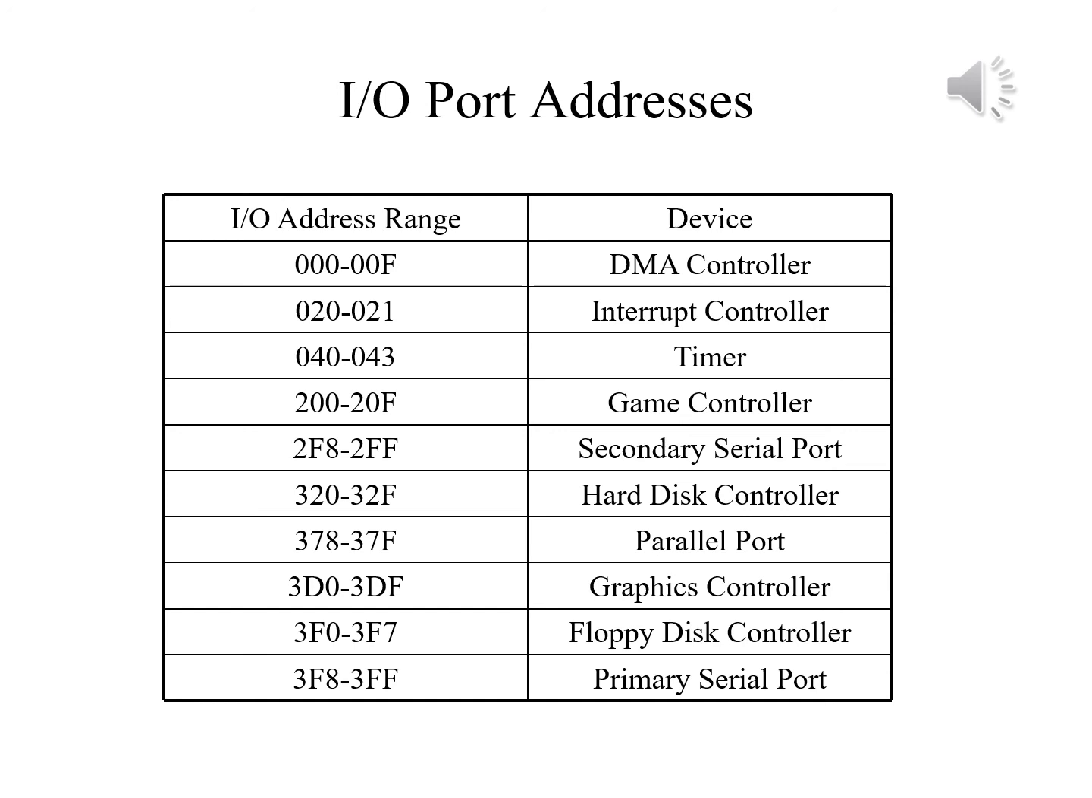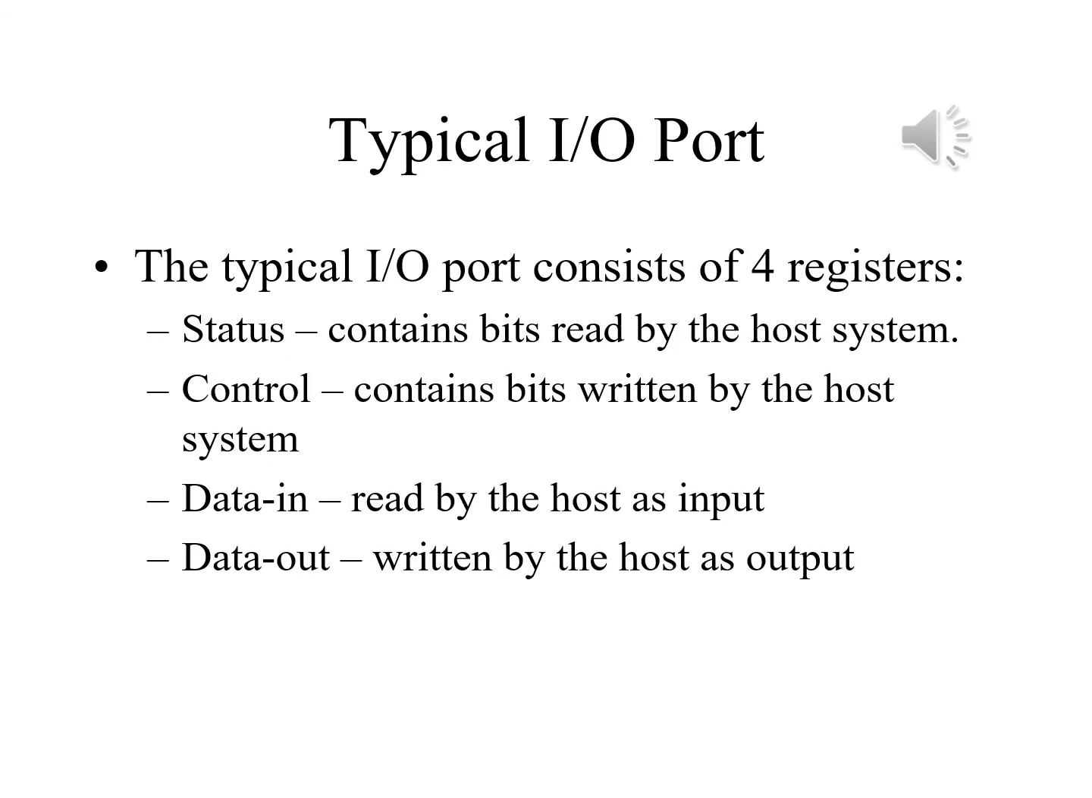This slide shows a partial list of the I/O port addresses on a PC or compatible. While the graphics controller is controlled through a port address, it saves its data at a regular memory address. The typical input-output port has 4 registers: status, control, data in, and data out. The status bits are the ones read by the host system, telling it whether a command was complete, whether there was an error, and so on. The control bits contain instructions issued by the host system, like the one we saw on the PD765. Data in and data out are input and output respectively.